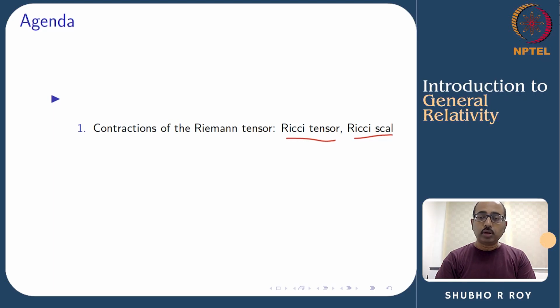These are important because they play a crucial role in the Einstein field equation. We write the Einstein field equation in terms of the Ricci tensor and the Ricci scalar instead of the Riemann tensor. Then I will discuss the Einstein field equations and we will give some motivation of this result.